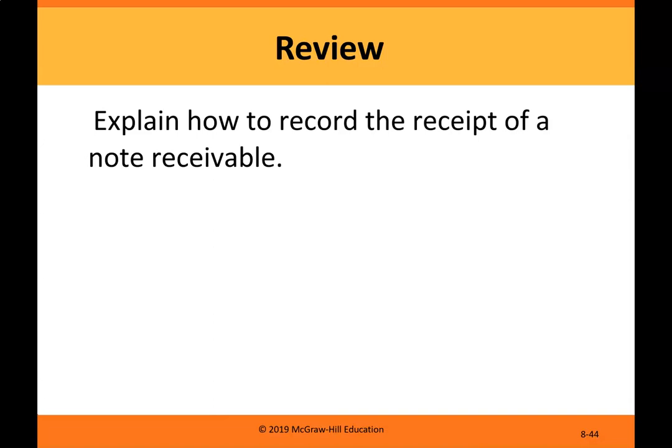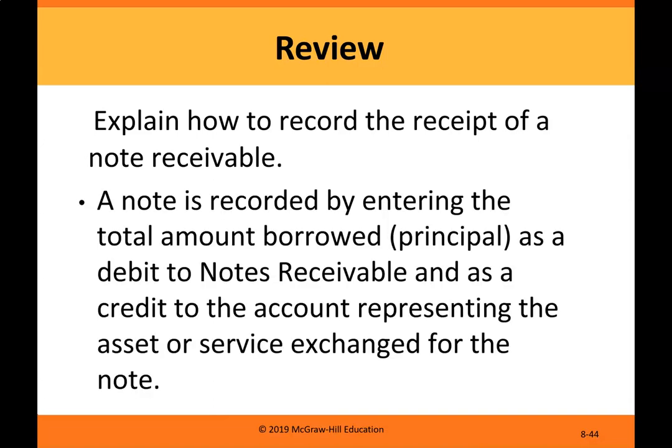Review. Explain how to record the receipt of a note receivable. A note is recorded by entering the total amount borrowed, the principal, as a debit to notes receivable and as a credit to the account representing the asset or service exchanged for the note.